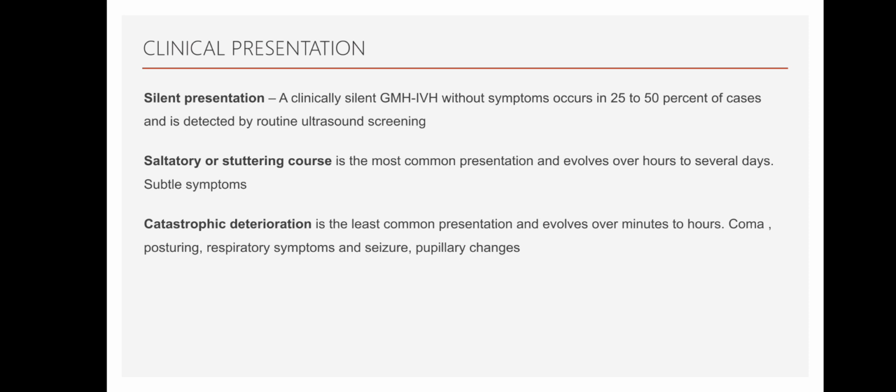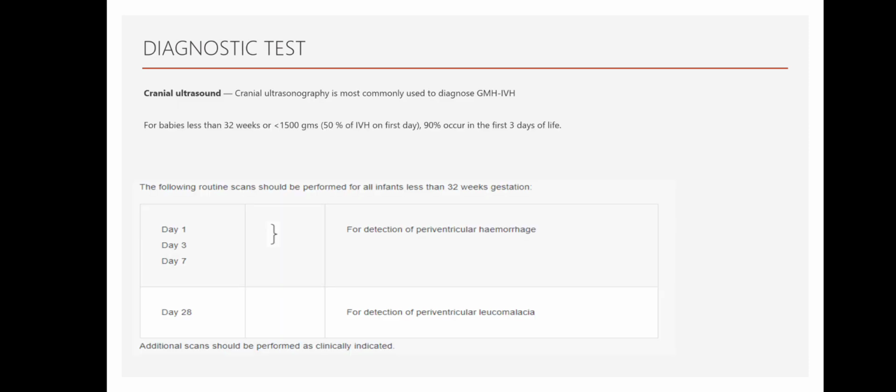Here are three known presentations. One is silent, the other is saltatory, and the third is catastrophic. Silent presentation is usually detected by ultrasound screening, and there are no manifest signs in the baby. Saltatory or stuttering course is the most common clinical presentation in these babies, where the symptoms are subtle. In the catastrophic, the baby can have coma, prostration, respiratory symptoms, and seizures, and on examination they can have pupillary changes as well.